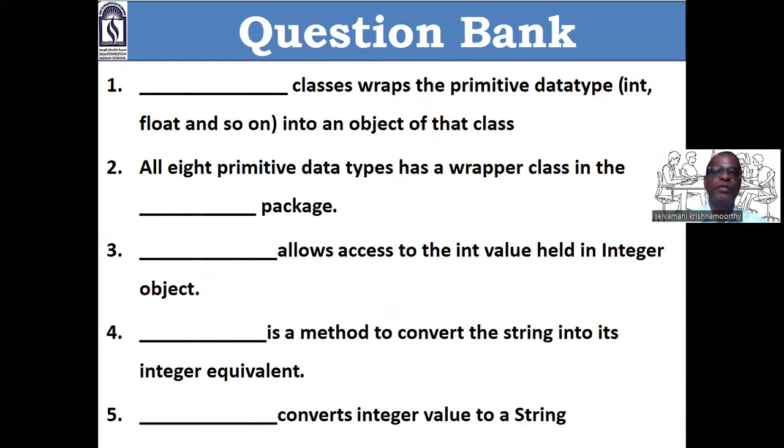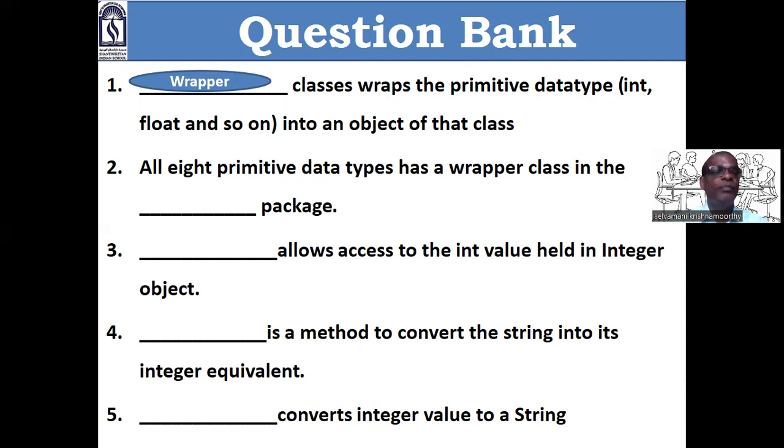Let us go for the question bank. So try to answer question number 1. Dash classes wrap. From the name, the question itself, you can understand that wrap is there. Dash classes wrap the primitive data types int, float, and so on into an object of that class. Can you tell the answer? Very good. Wrapper classes. Wrapper classes wrap primitive data types.